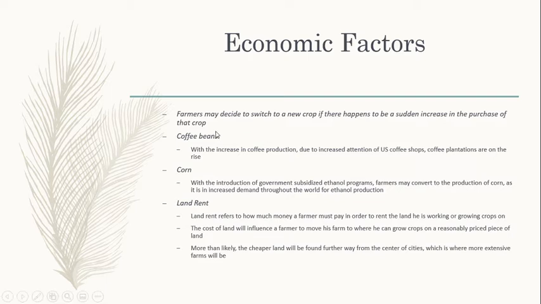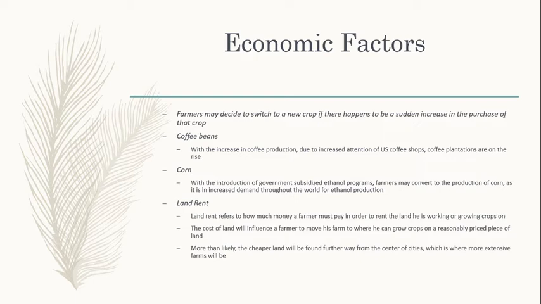Economic factors. Farmers may decide to switch to a new crop if there happens to be a sudden increase in the purchase of that crop. For example, coffee beans. With the increase in coffee production due to increased attention of U.S. coffee shops, coffee plantations are on the rise.